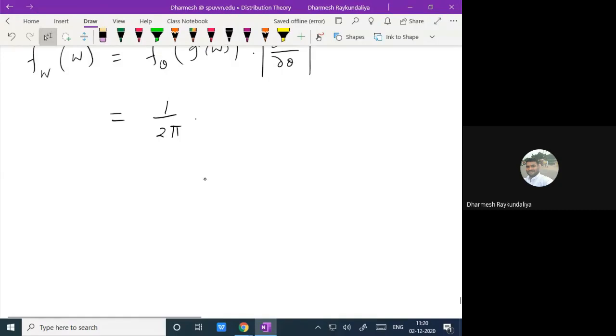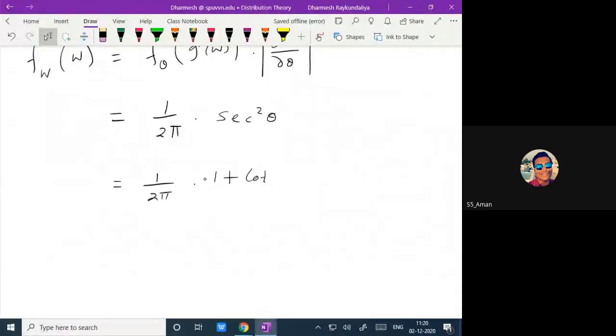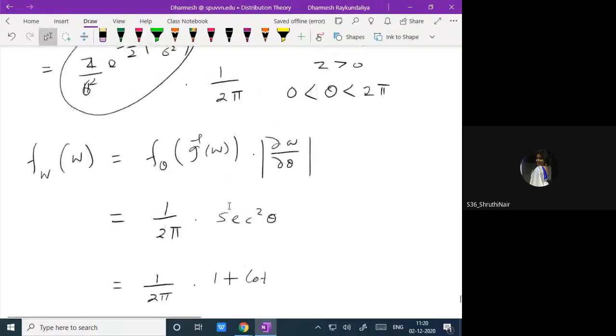Derivative of cot theta is nothing but the sec square theta. And sec square theta equal to what you write? It is 1 by cos square theta, which is 1 plus cot square theta.